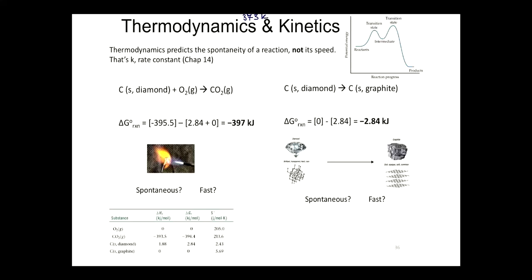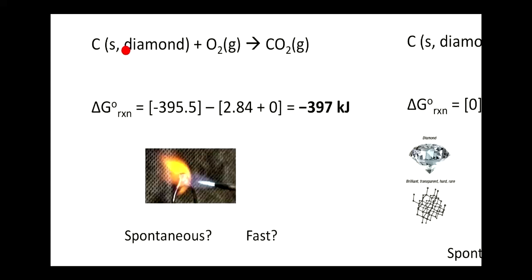So let's look at these two reactions, all right? Here is the combustion of diamond. So take diamond, react it with oxygen, you get CO2, right? So I calculated delta G of this reaction for you. Based upon this value, is this reaction spontaneous? It is, yes. Burning a diamond, if I wanted to, is spontaneous. Once I get it lit, it'll burn on its own.